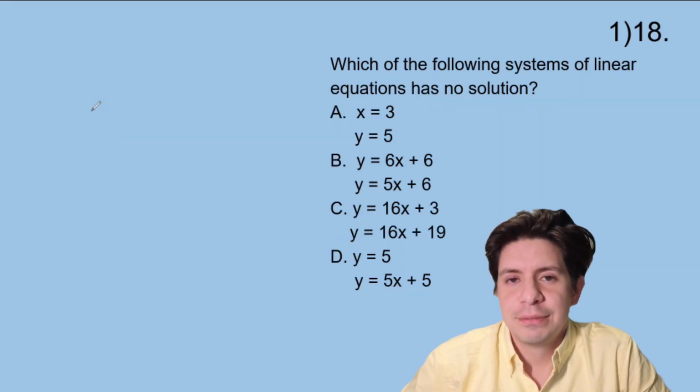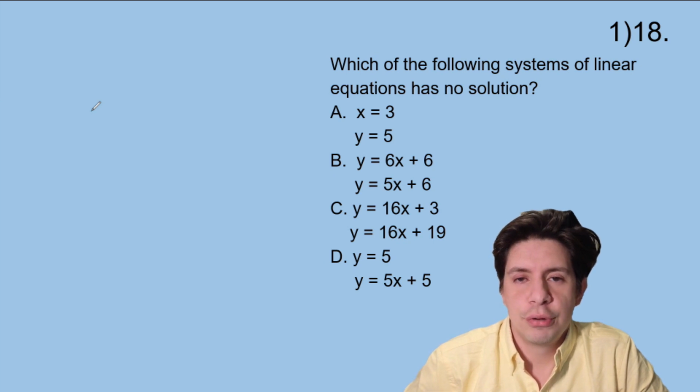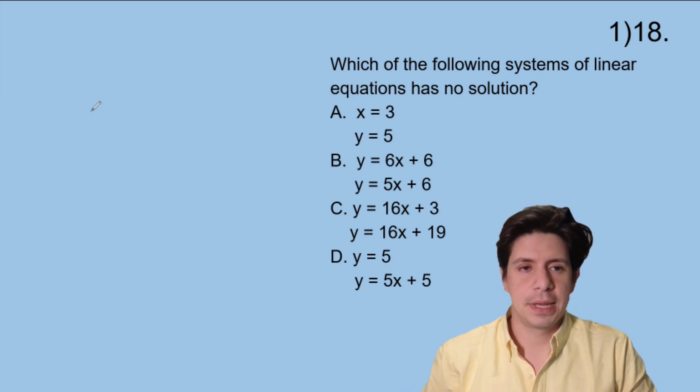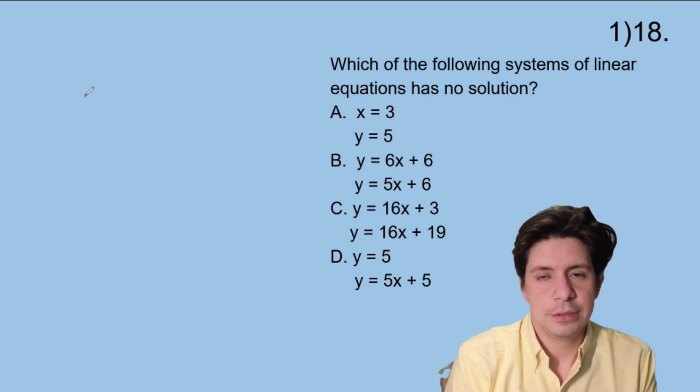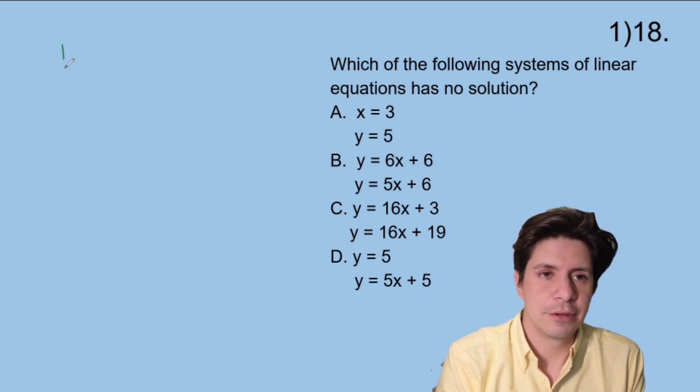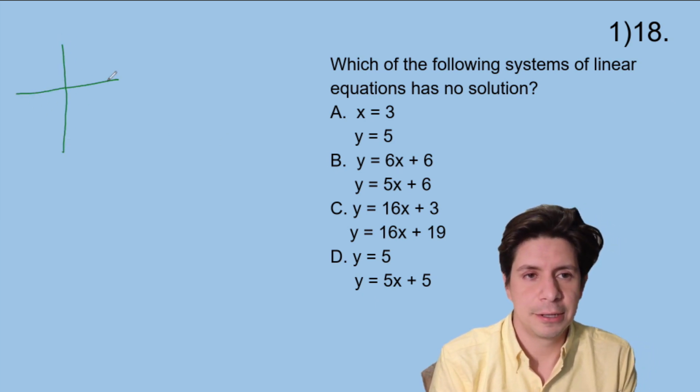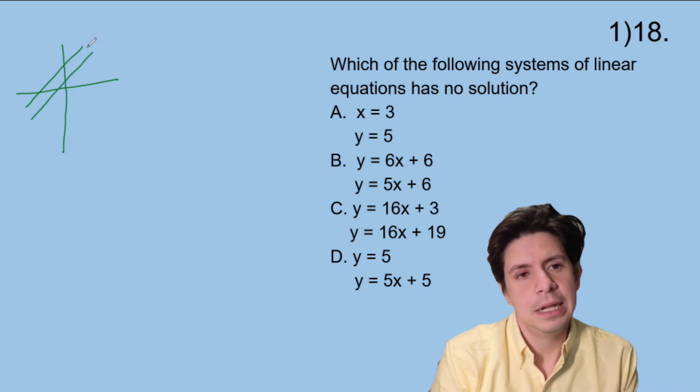Which of the following systems of linear equations has no solution? Okay, so when we have no solution, we can think about it in two ways. We can think about it graphically, right? No solution means there are two lines that are parallel, so they'll never touch.